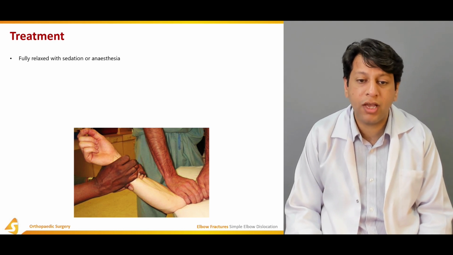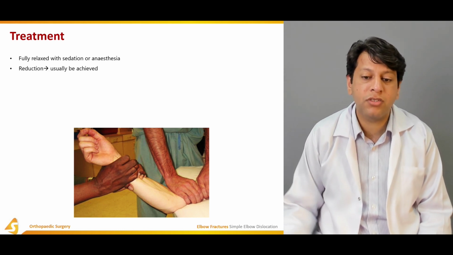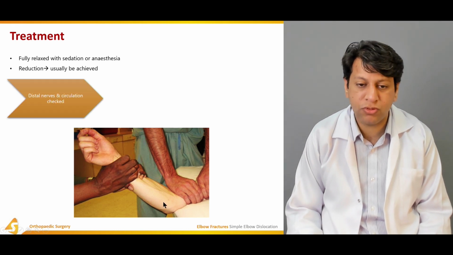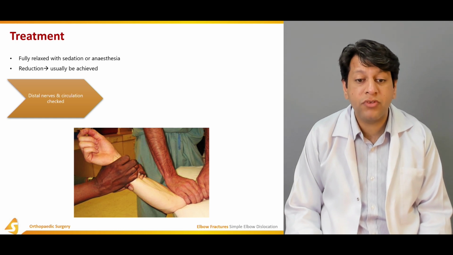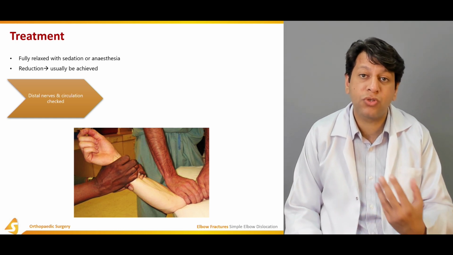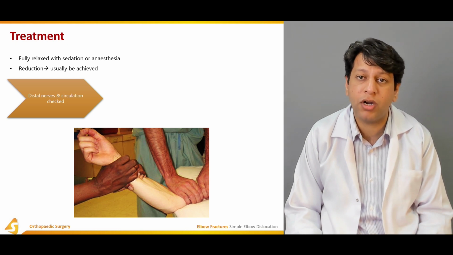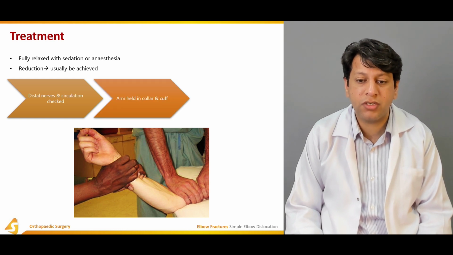In a fully relaxed patient, besides sedation or anesthesia, usually general anesthesia, reduction can usually be achieved. There's another way as well: you keep the arm immobilized and apply traction so that the posterolateral dislocation eventually comes back to normal position. But an important point is that distal nerves and circulation have to be checked. If there is associated neurovascular injury, then we may have to operate, especially in case of arterial injury, we may have to go for repair of the vessels at times.